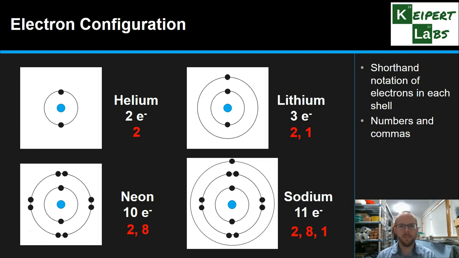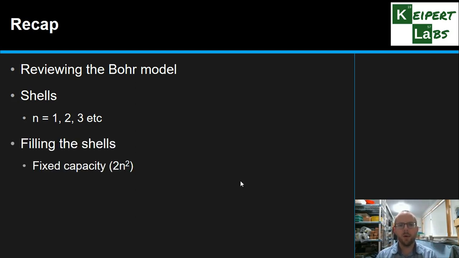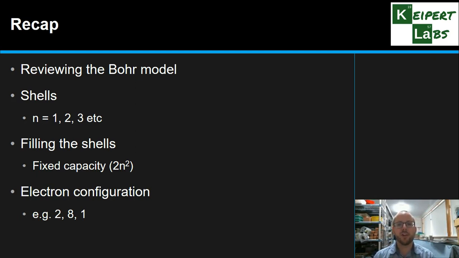Just to recap, we reviewed some of the key ideas of the Bohr model: the nucleus in the center and electrons orbiting around the outside in shells. We described what we mean by the shells, which have numbers 1, 2, 3, etc., and that the shells are where we place the electrons. They have a fixed capacity when we fill them up, given by the mathematical relationship 2n squared, 2 times the number of the shell squared. And we can use electron configuration as a shorthand way to represent where those electrons are.